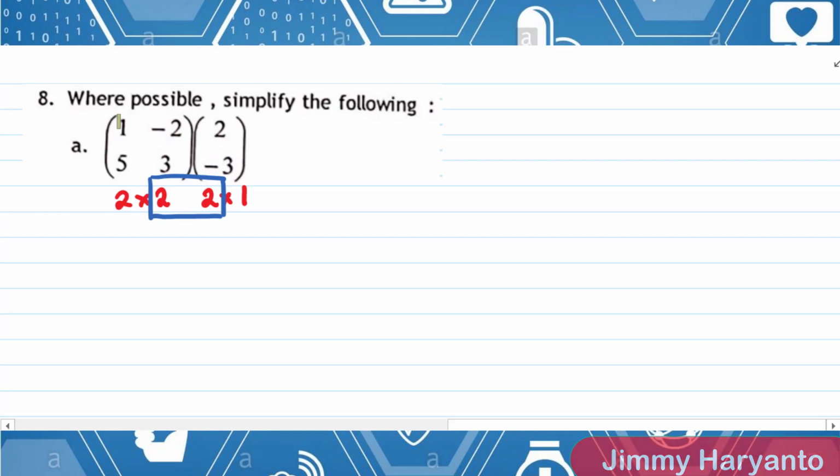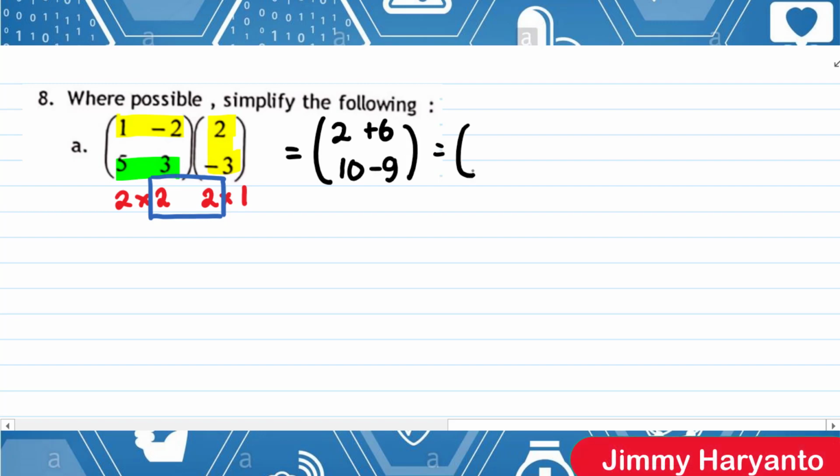To multiply them, you have to use the row times column method. So for the first one, you will have 1 times 2 equals 2, -2 times -3 equals +6, and then for the second row you will get 10 and -9. Therefore you will get 8 and 1. This is the first answer.